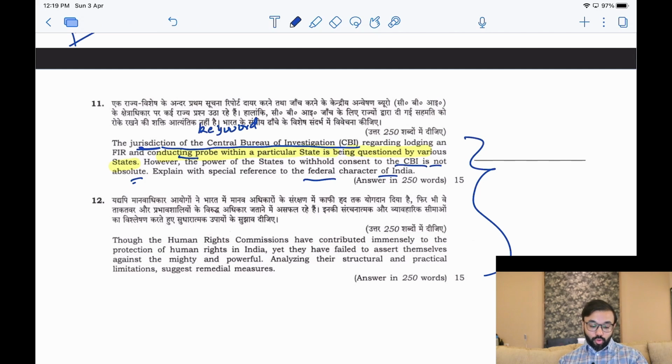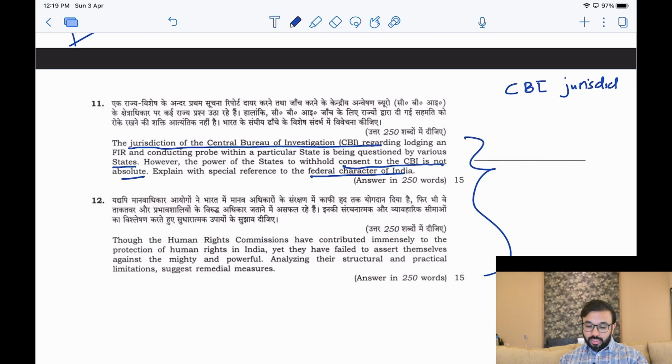So basically, what are the keywords here? Keywords are, okay, I'll just kind of delete this so that we can underline the keywords. Jurisdiction of CBI. Okay. It is questioned by various states. However, the power of states to withhold the consent of CBI is not absolute. The consent of CBI not absolute. Explain with reference to federal structure of India. So here UPSC keywords here you should remember is CBI jurisdiction.